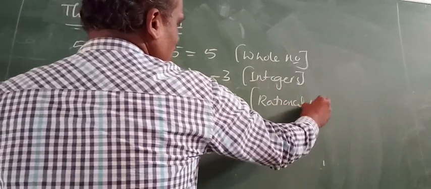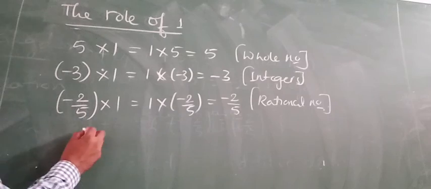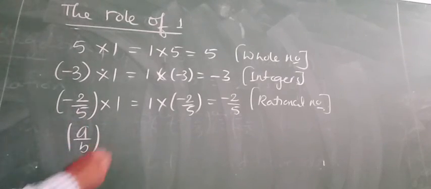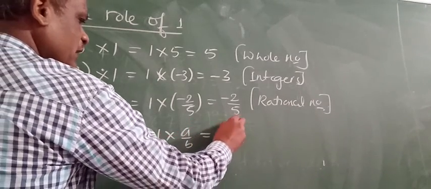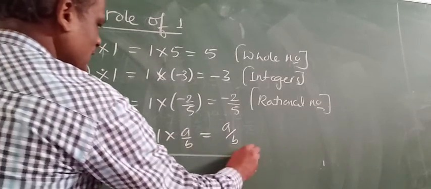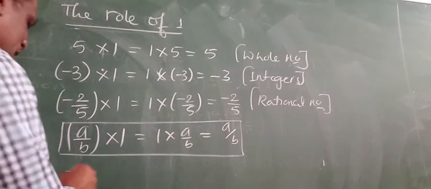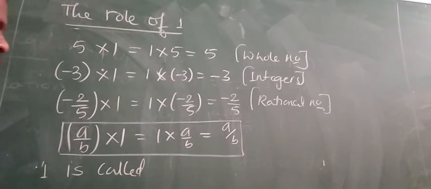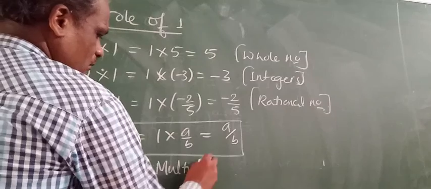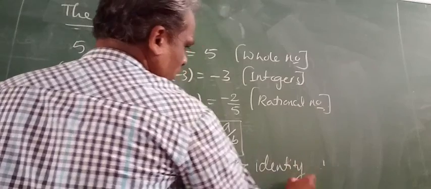So any rational number multiplied by the number 1 will always give you the same rational number as a product. In general form I can write a divided by b, a rational number, into 1, or 1 into a by b. Both are equal to a by b itself. So this property is called multiplicative identity. Therefore 1 is called multiplicative identity for rational numbers.